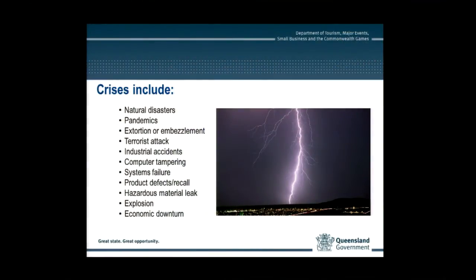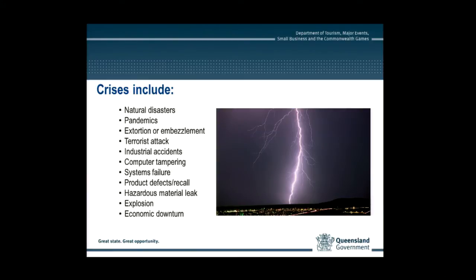Although crisis events are often unpredictable, they are not always unexpected. Typically, these crises can have negative financial, legal, political, or governmental repercussions on the business, especially if they're not dealt with in a prompt and effective manner.